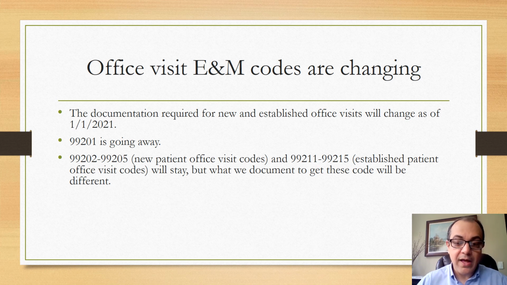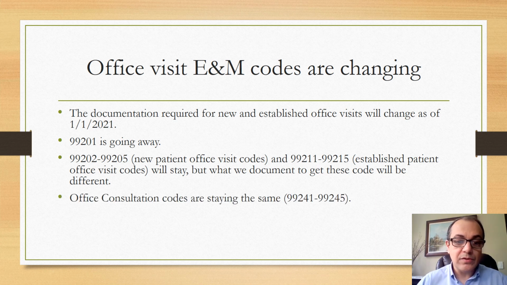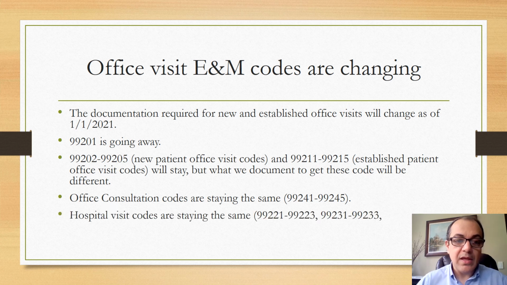99202 to 99205, which are the new patient office visit codes, and 99211 to 99215, which were the established patient office visit codes, will stay, meaning the number itself or the code itself will stay, but what we document to get these codes will be completely different. Office consultation codes are staying the same, and hospital visit codes are staying the same. So the changes in documentation required is only limited to the new and established office visit codes.